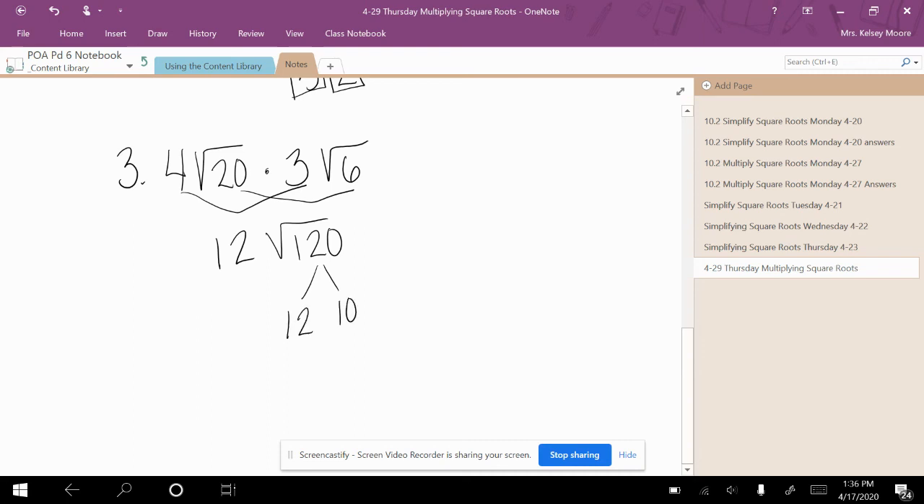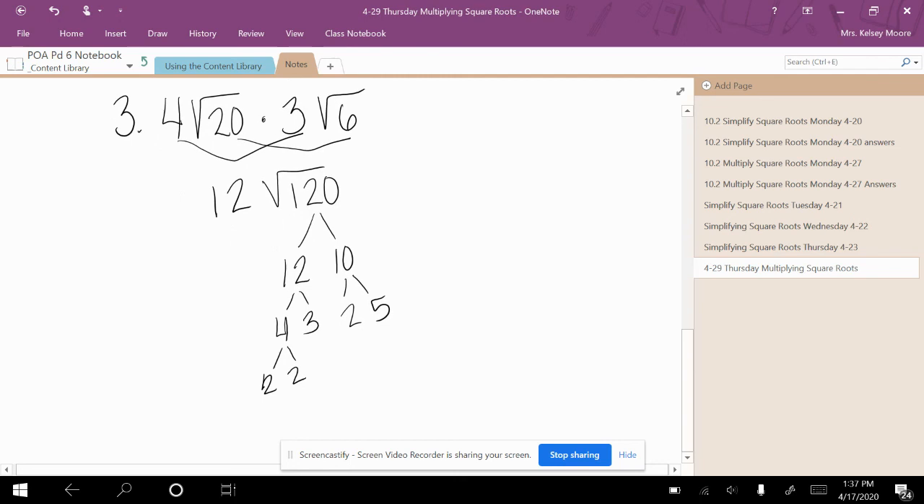12 and 10. 12 breaks down to 4 and 3. The 4 breaks down to 2 and 2. 10 breaks down to 2 and 5. So I have my pair of 2s. So I'm going to rewrite my 2. And then the 3, the 2, and the 5 are all getting boxed together because I don't have a pair.